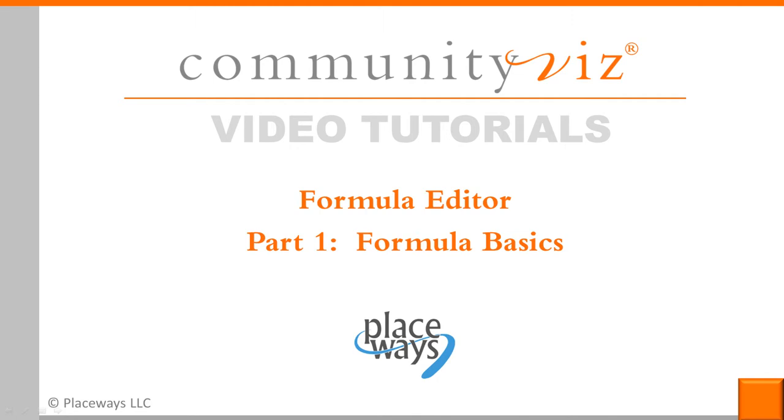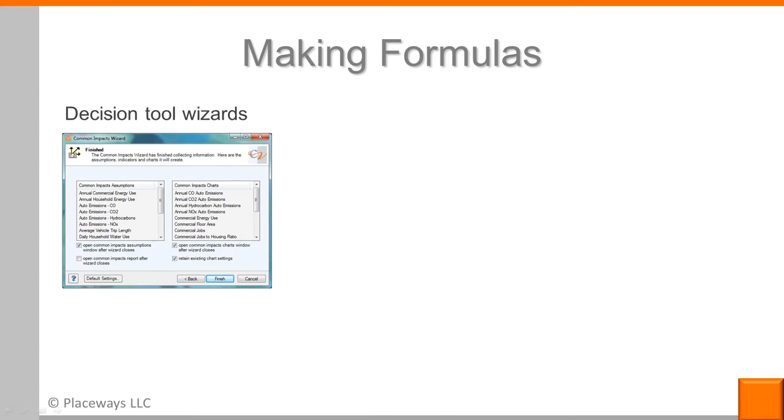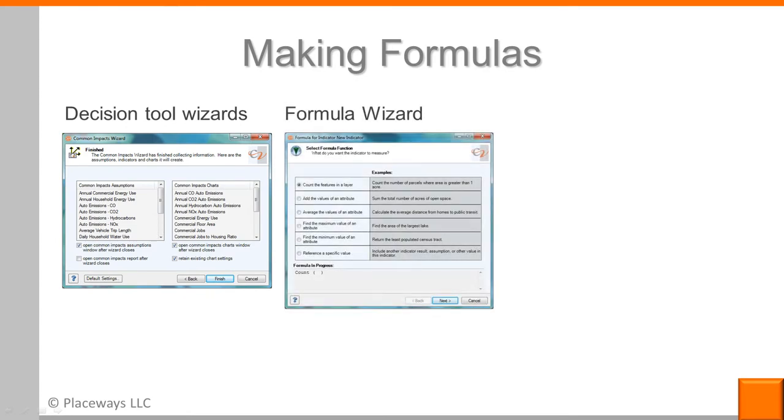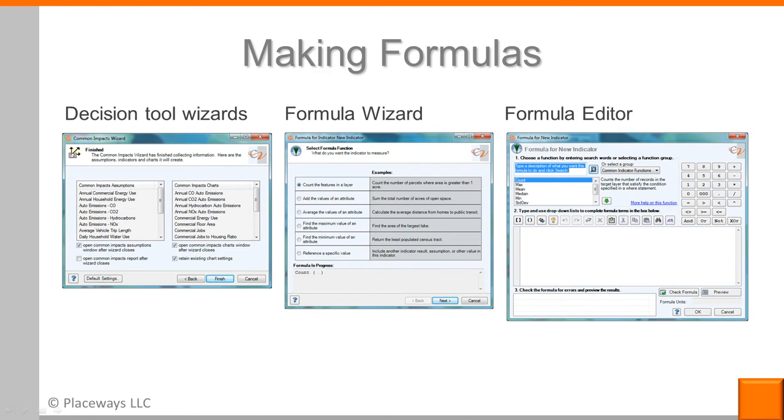This tutorial is about using the formula editor. It's the first of 3 parts. It covers formula basics. Part 2 uses an example to illustrate setting up an indicator formula, and Part 3 goes into attribute formulas with an emphasis on spatial analysis. CommunityViz Scenario 360 provides a number of ways to make formulas. Those include decision tool wizards, the formula wizard, and the formula editor, which is what we're covering here.